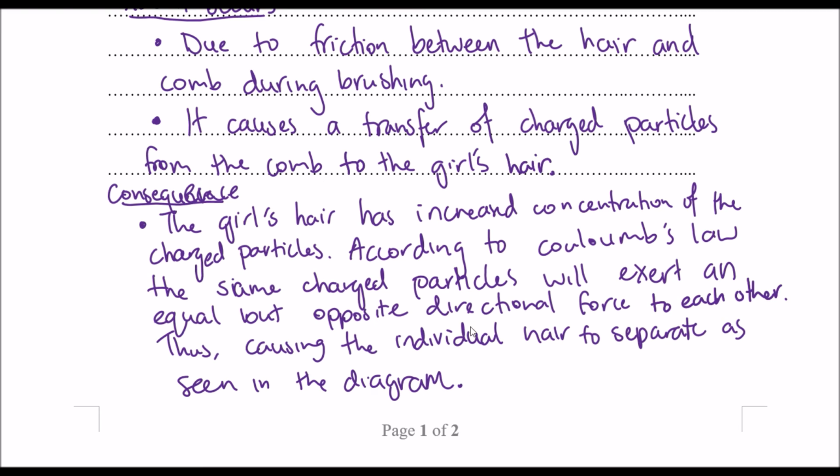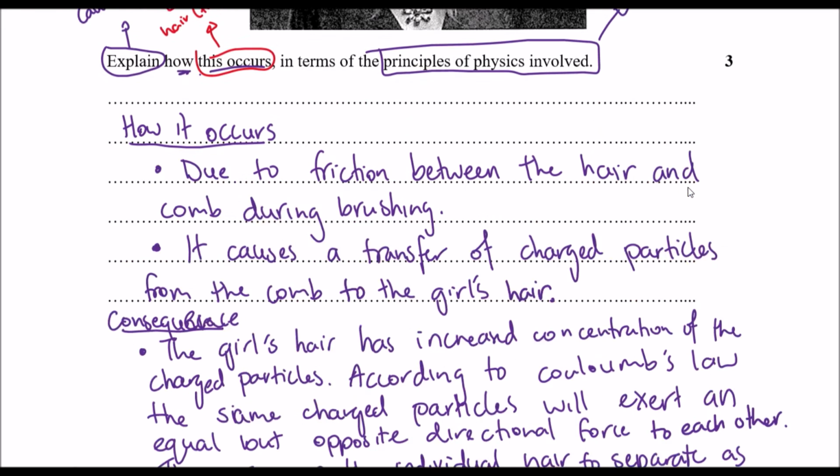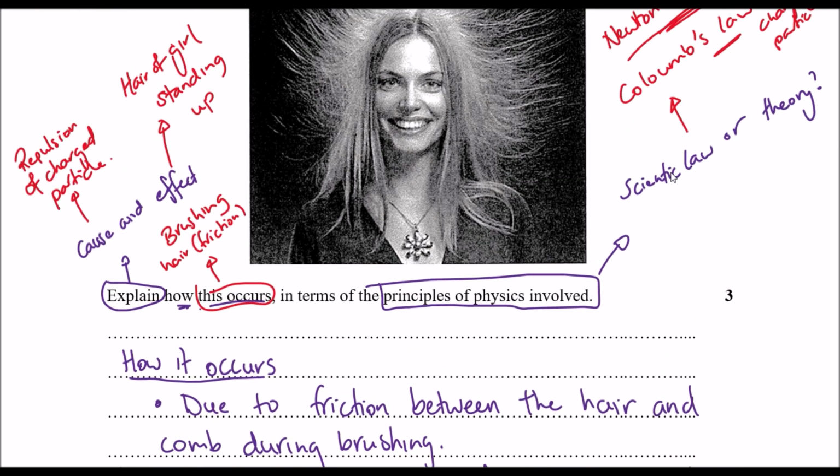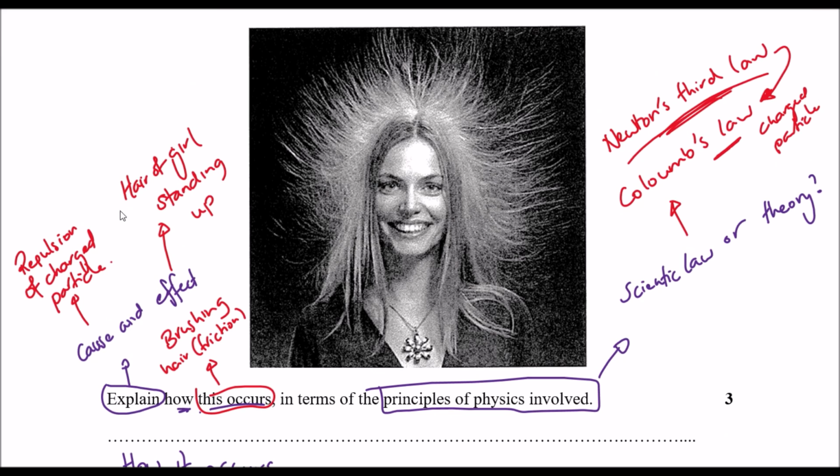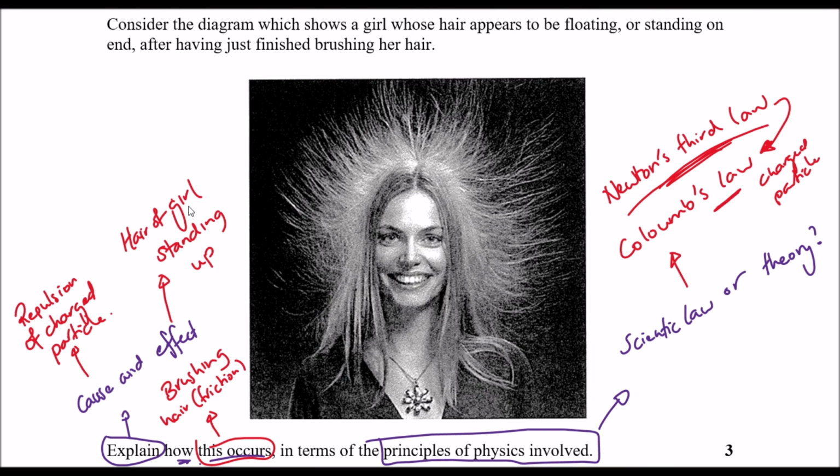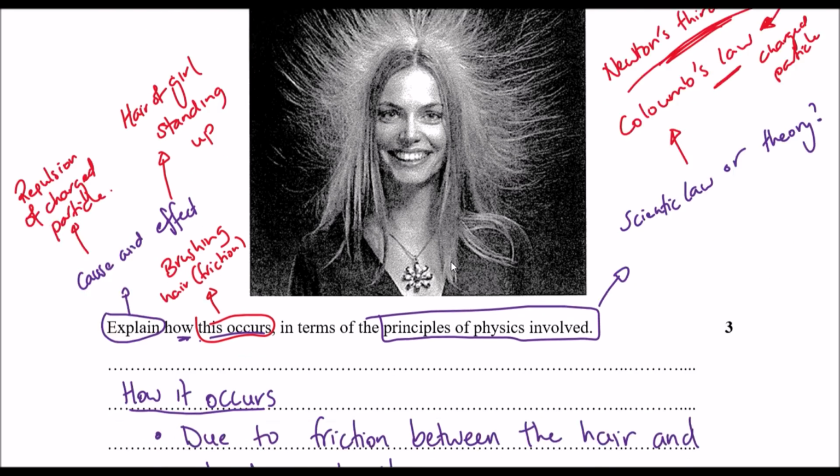Okay, so obviously this is probably a bit more than what you actually need to answer the 3-mark question, but as you can see, we've shown the cause. It's because of the repulsion of charged particles. We've also shown that it's stated by Coulomb's law that when charged particles are side by side each other, they're going to exert an equal and opposite reaction force, and as a consequence we see that this girl's hair is standing up.